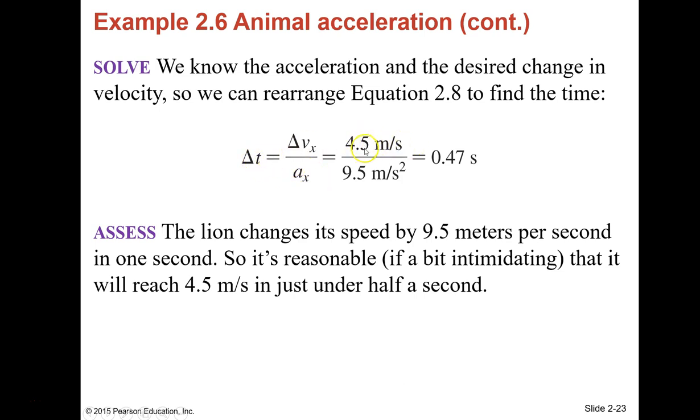So our change in velocity is 4.5 meters per second, going from 0 to 4.5. Our acceleration is 9.5 meters per second squared. So 4.5 divided by 9.5 is 0.47 seconds, which makes sense because in 1 second it can go from 0 to 9.5, so it should be just under half. Okay. So that's how you rearrange the acceleration equation to solve for time. You should be able to do that for a change in speed as well.